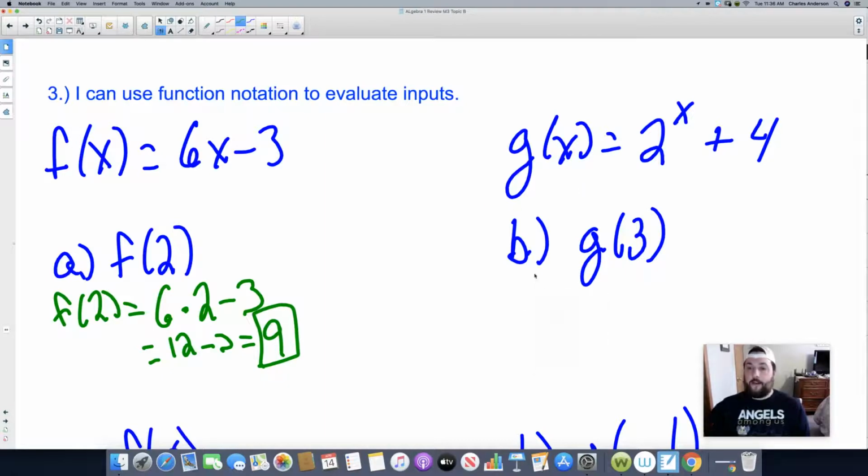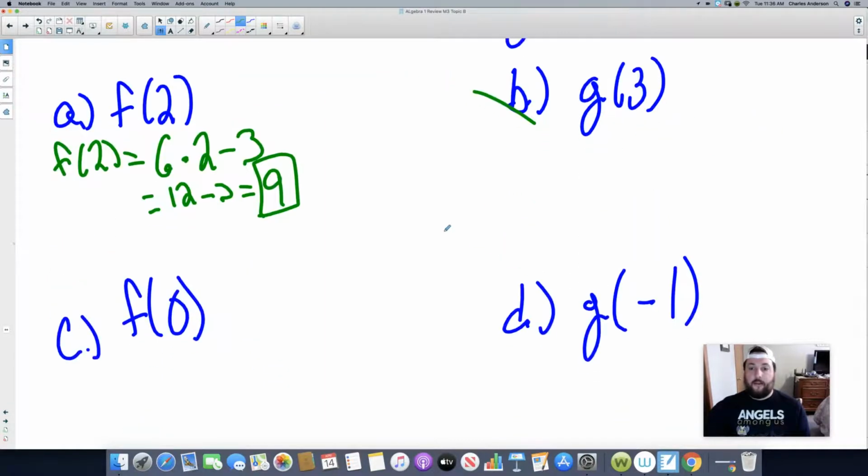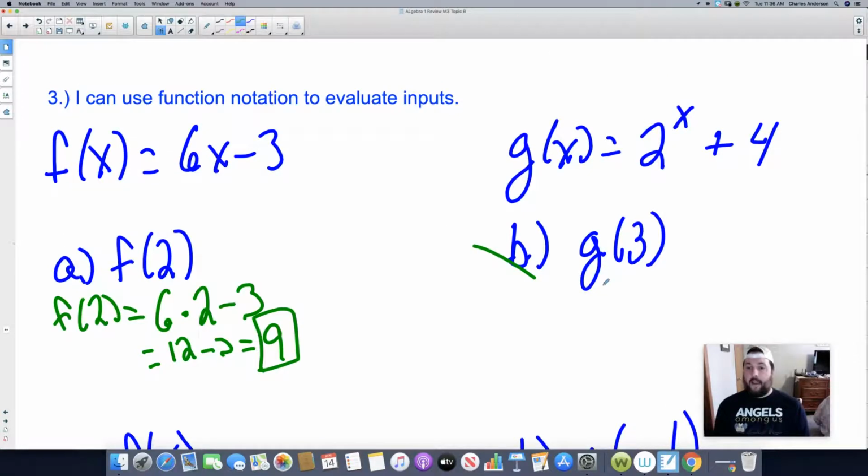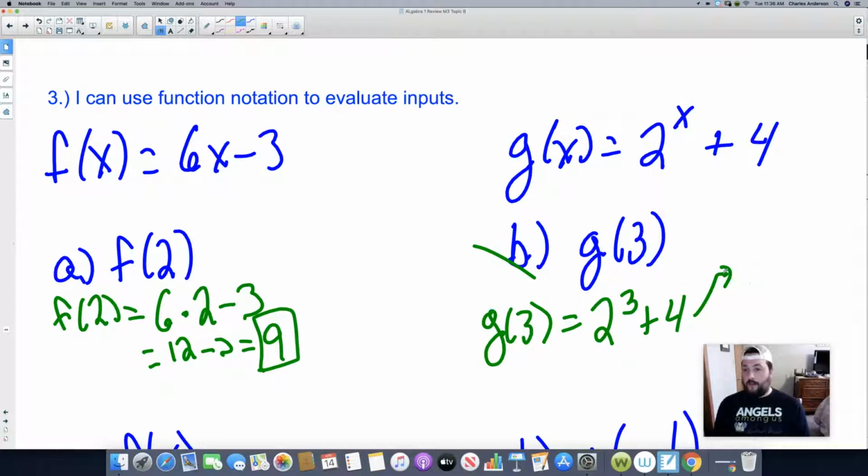For g of 3, again, wherever I see x, I'm going to put a 3 in. So for g of 3, I'm going to do 2 to the third power plus 4. Order of operations, got to do exponents first. So 2 to the third power is 8, plus 4. I get 12 for that one.